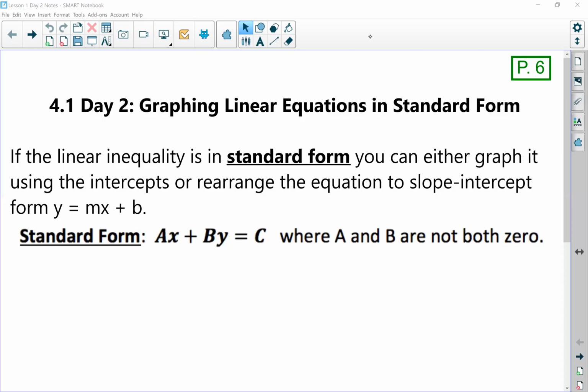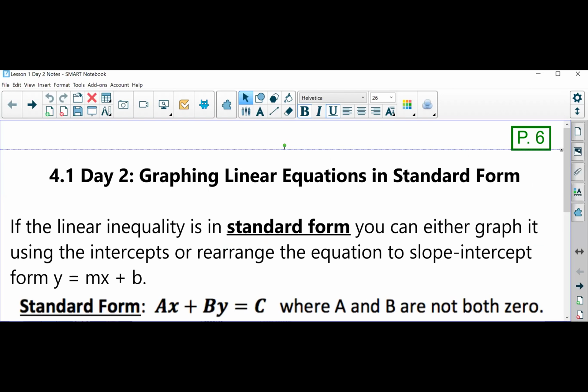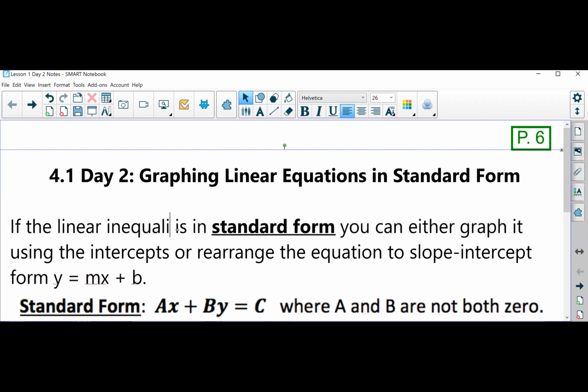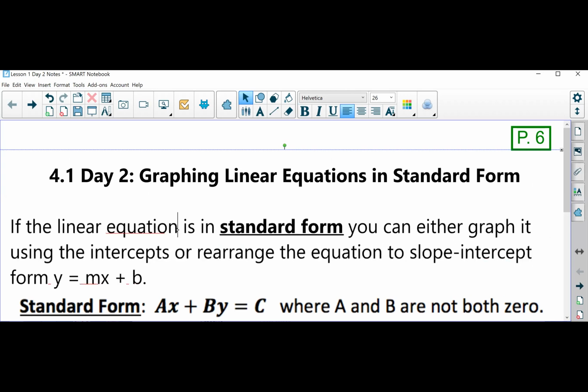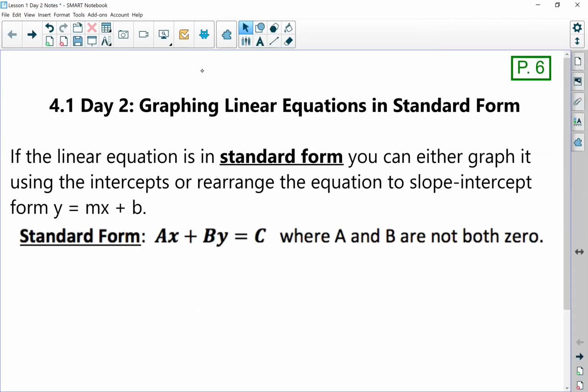All right, so today we're going to talk about graphing linear equations in standard form, a little bit different than in slope-intercept form. And I've already seen a typo here. This should say, if a linear equation is in standard form, you can either graph it using the intercepts or rearrange the equation to slope-intercept form, y equals mx plus b.